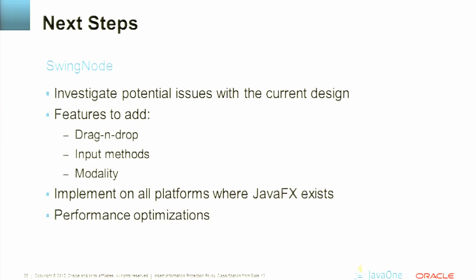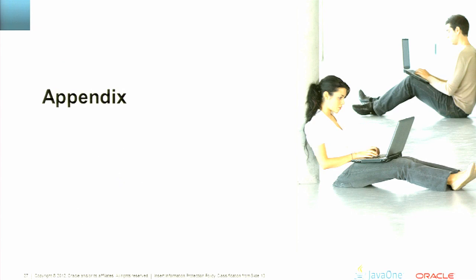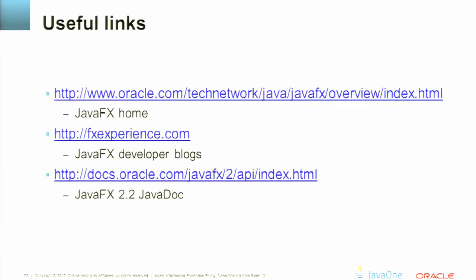Currently, SwingNode runs only on Windows, so we need to make it functional on Mac OS X and Linux, so all platforms where JavaFX lives. And definitely performance optimizations. Currently, it doesn't satisfy us. So that's what we have. Well, that's basically all. Here are some general JavaFX links that you may find interesting, and I think that I will keep this slide on, and now I'm ready to answer your questions if you have some.